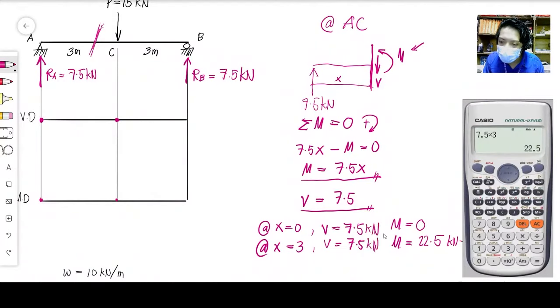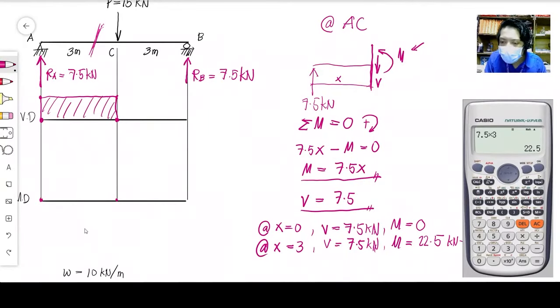This is in kilonewton. So when you construct the shear diagram, when x is 0, the shear is 7.5, somewhere here. Then when x is equal to 3, it is still 7.5. So that is your shear diagram. So at segment AC, this is your shear diagram.